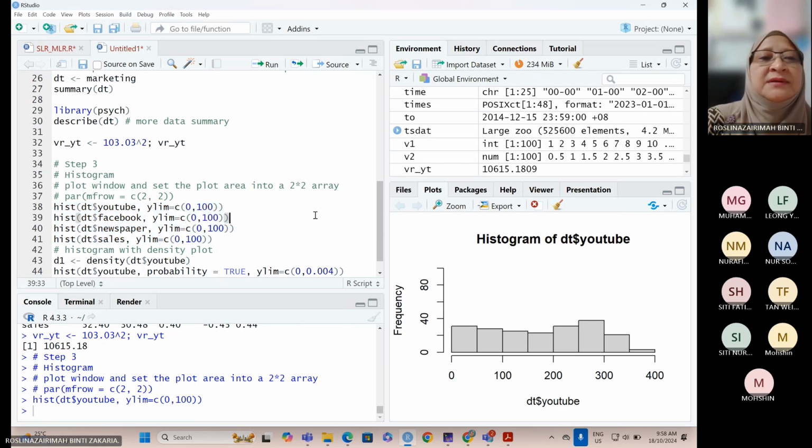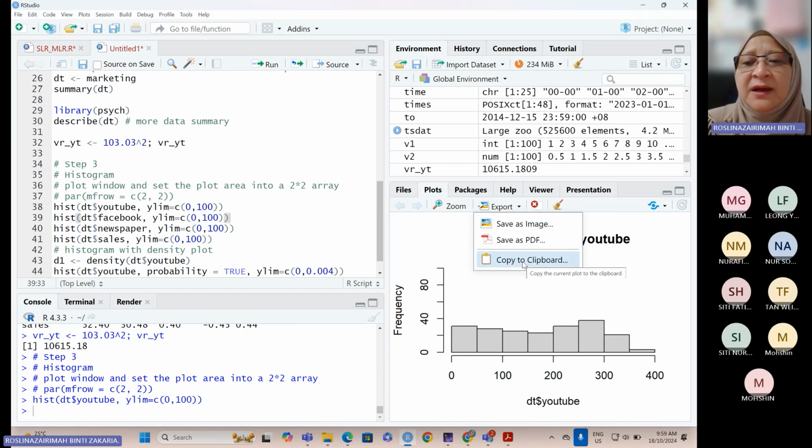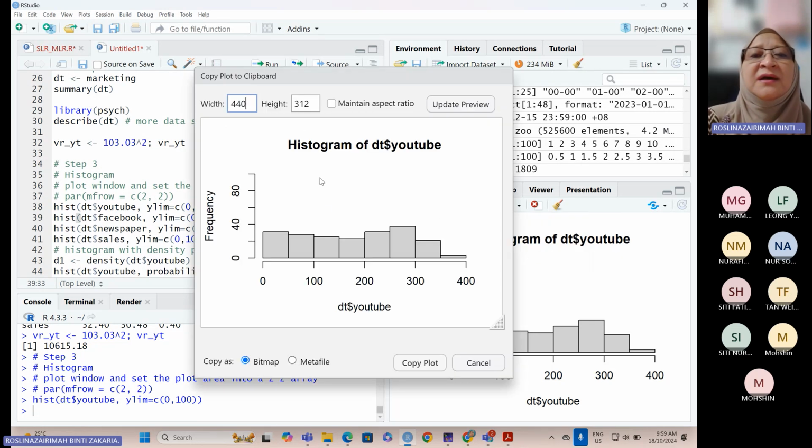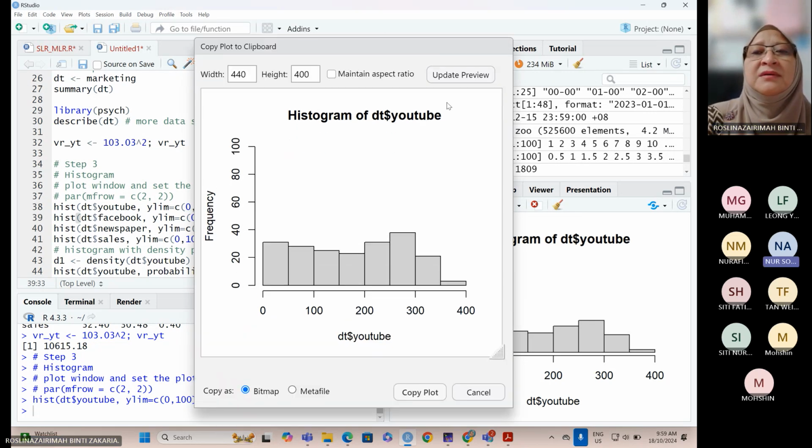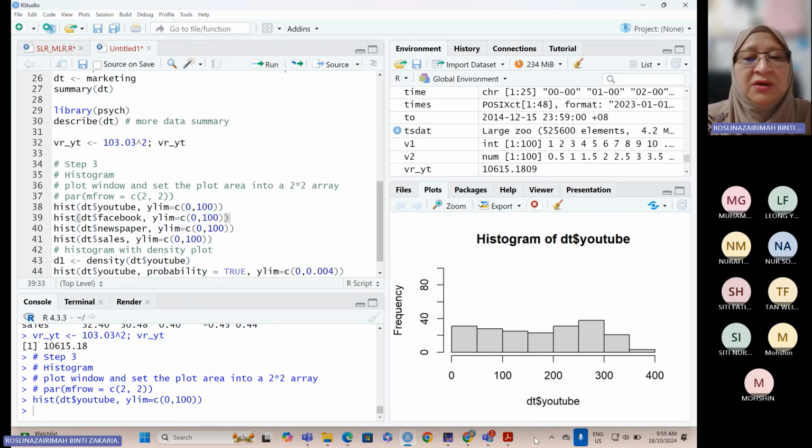If you want to export, you go to copy to clipboard or save image, also can. You can update if you want to increase the height of the graph. Let's say 400, and then you update preview, so you have a better shape of the histogram. Then you copy plot and put it in your document.